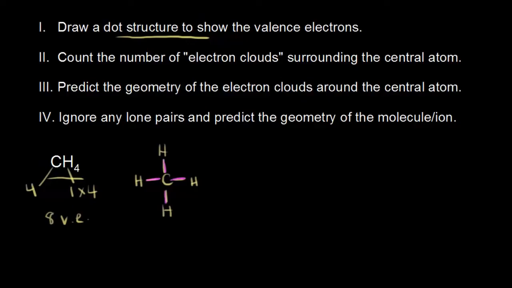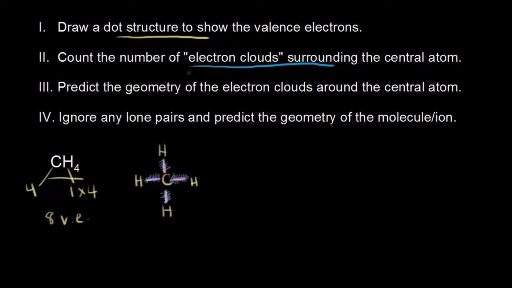The next thing we need to do is count the number of electron clouds that surround our central atom. So remember, electron clouds are regions of electron density. Right? So we can think about these bonding electrons here as being an electron cloud. So that's one electron cloud. Here's another one down here, and then here's one. And then finally, here's another one. So we have 4 electron clouds surrounding our central atom.